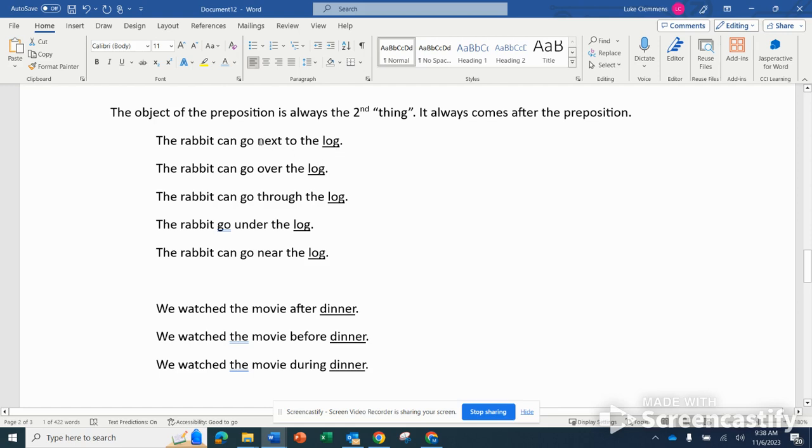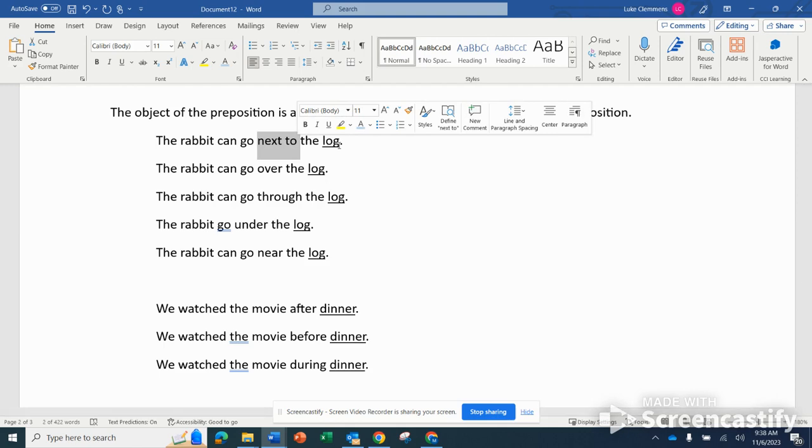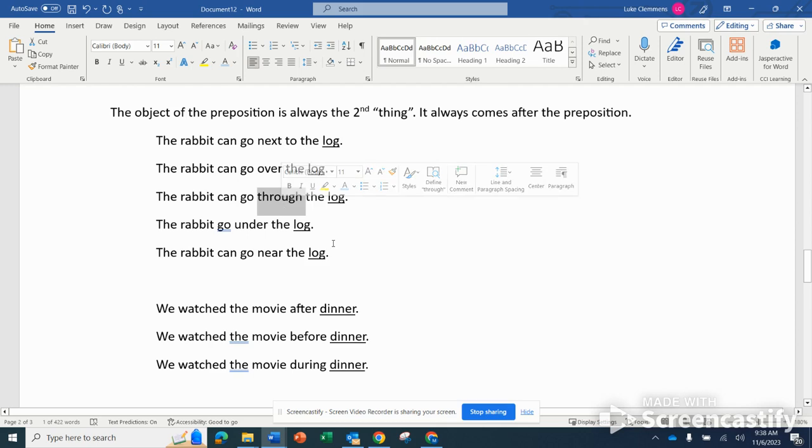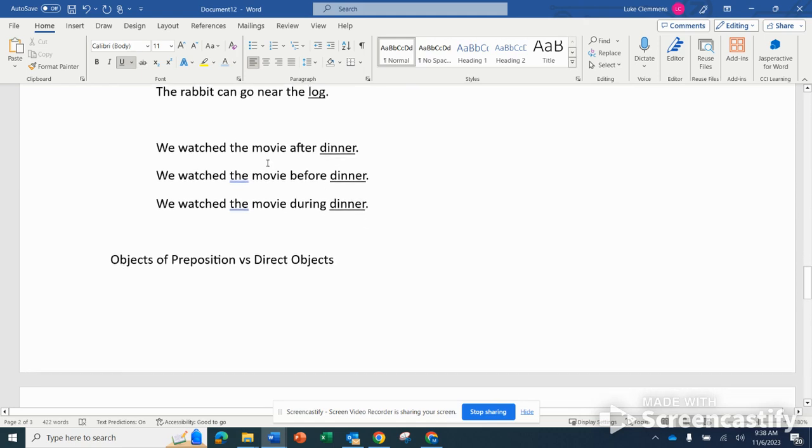So, for example, next to, okay, is the preposition. Okay, so that marks the beginning of what we call a prepositional phrase, and then log, the object, finishes that prepositional phrase, and it is the object of the preposition that finishes the phrase. Okay, over, log. So over begins it, log finishes it. Through begins it, log finishes it. Okay, in each case, log is the object of the preposition. Same thing with our other example, dinner, okay, is the object of the preposition since it's coming after before, after, before, and during.